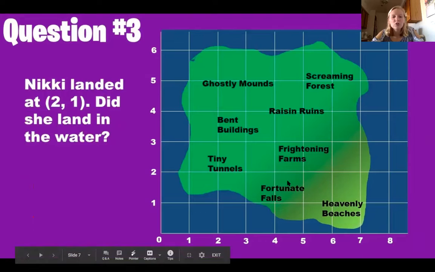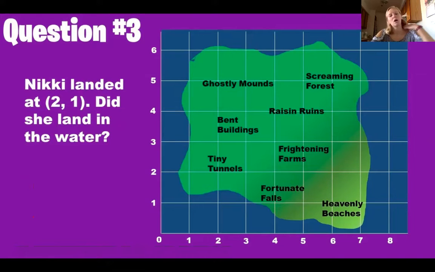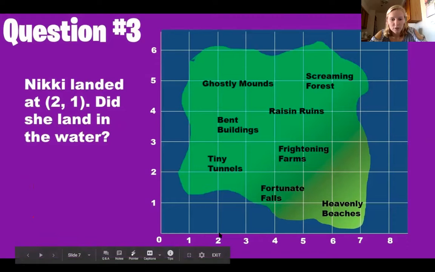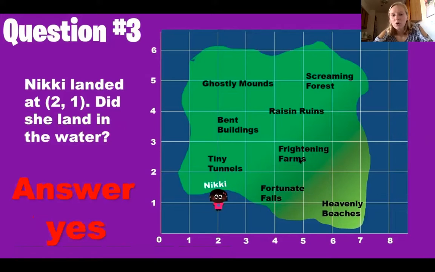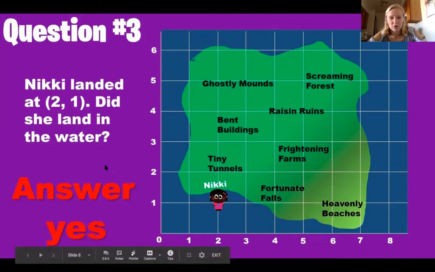Okay, Nikki landed at 2, 1. Did she land in the water? All right, so to find 2, 1, this ordered pair, we have to go east 2, north 1. East 2, north 1. We're gonna be in this blue spot here. So did Nikki land in the water? The answer is gonna be yes. Okay, so since we're only working in the first quadrant, you're only gonna be moving positive right and up, positive north. Okay, so you're really only going to be looking at north and east when we are starting at the origin in the first quadrant.